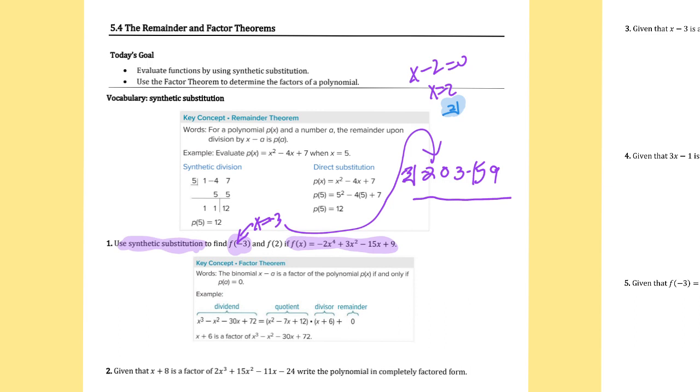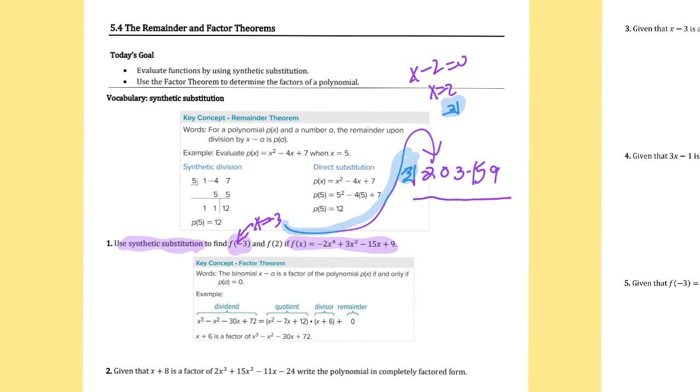Well, when we're doing synthetic substitution, we already know the value of x. They didn't give us a factor. They give us the exact value for x. So we take this up here and we put it right here in the little box as -3. And then whatever we get as an answer will be the output if we plugged in -3 to that function. It's kind of weird. You can do it both ways. And if you do it right, you'll get the same answer both ways. If you do it wrong, well, then, it's up to you which one's right.